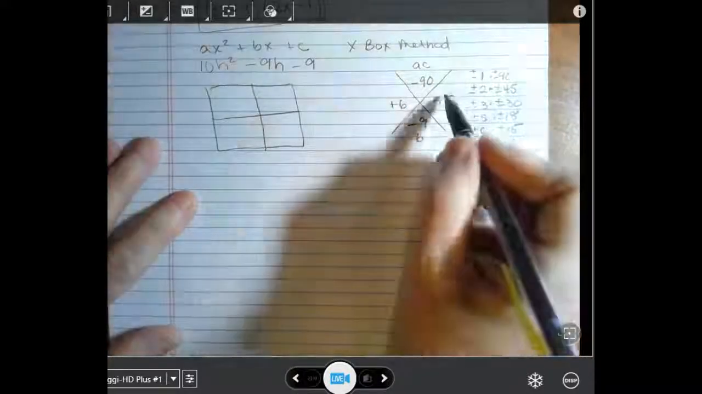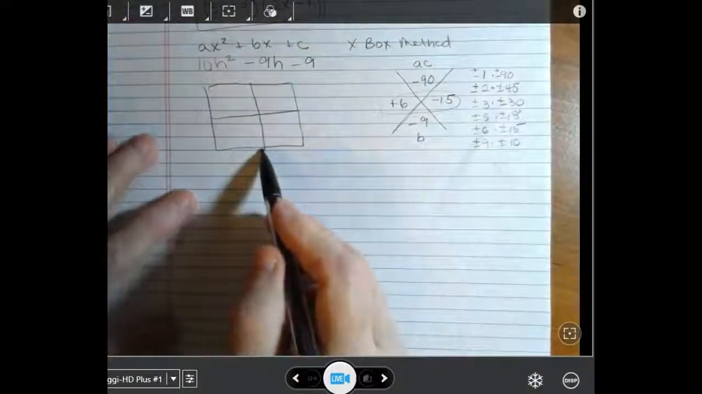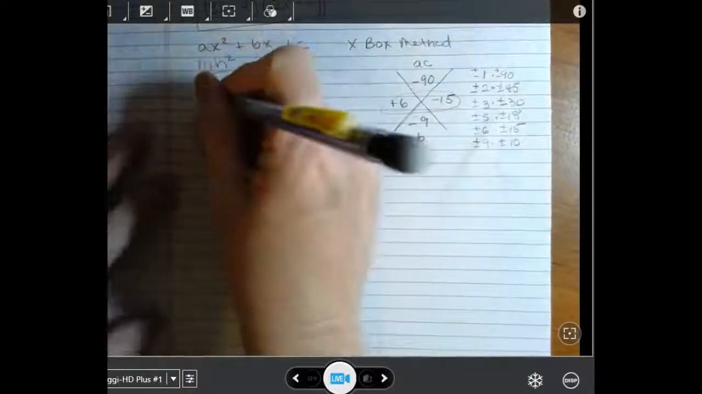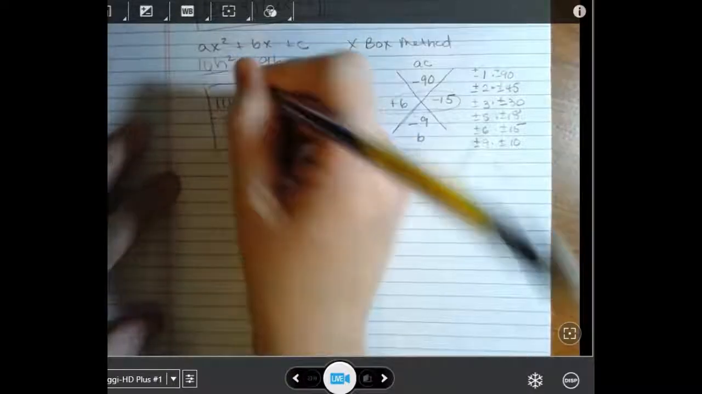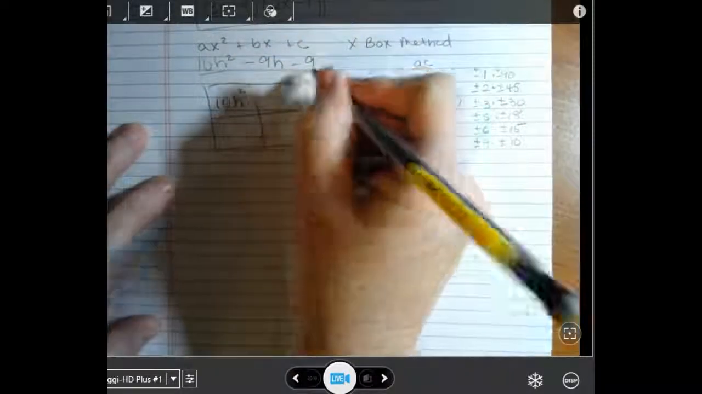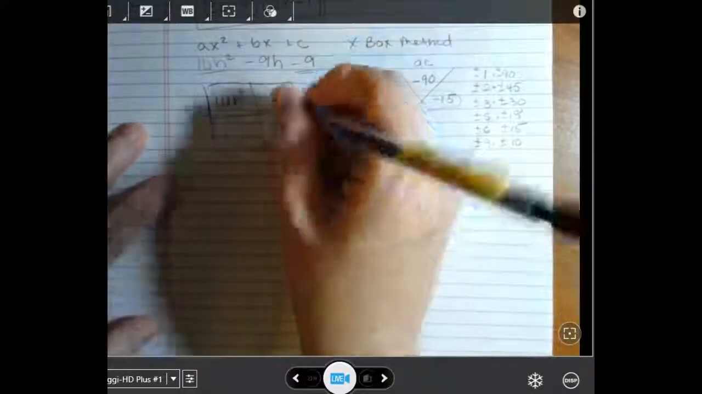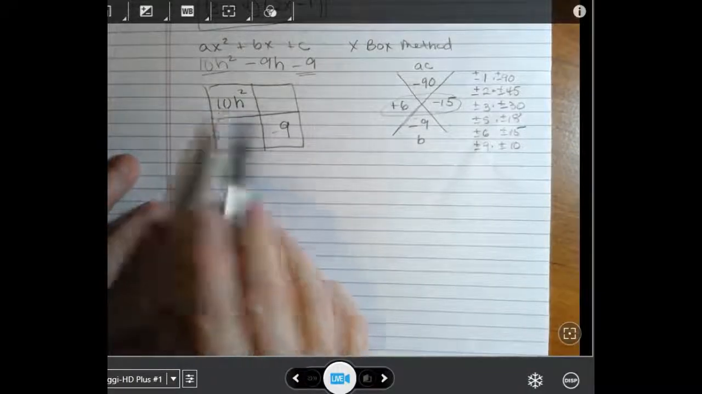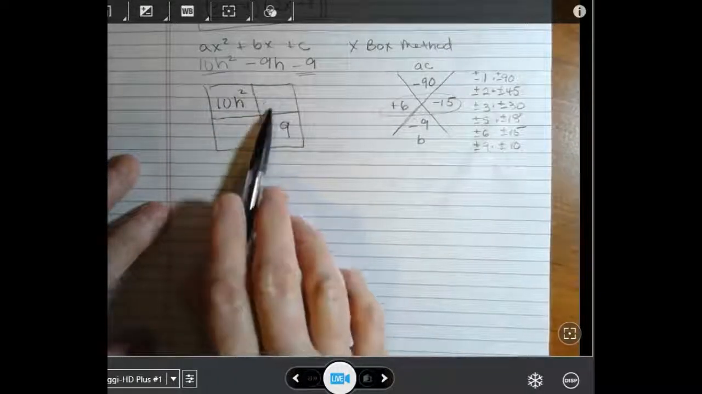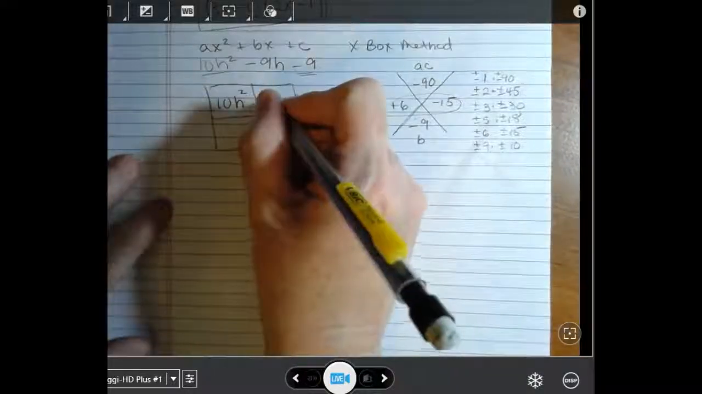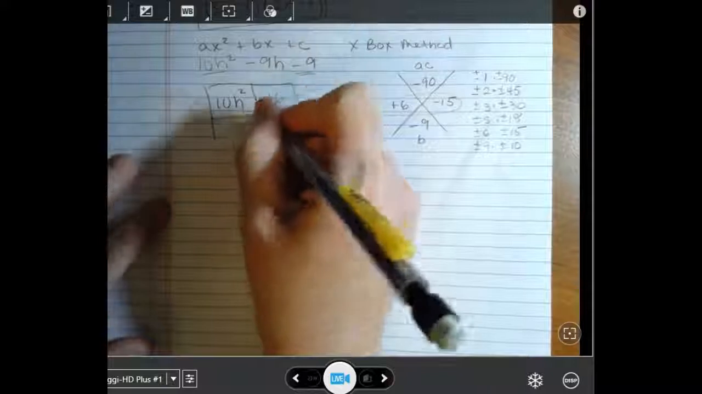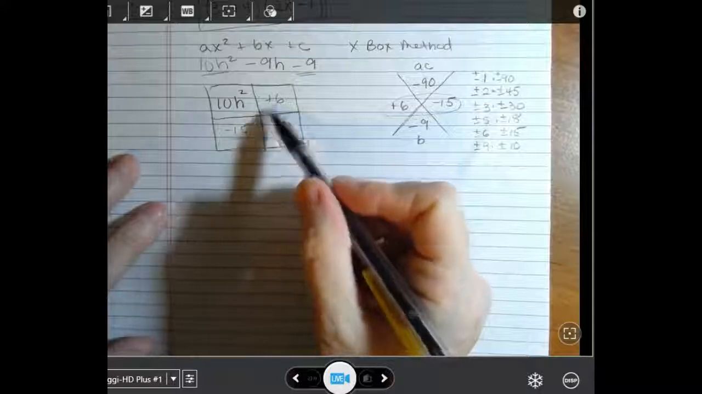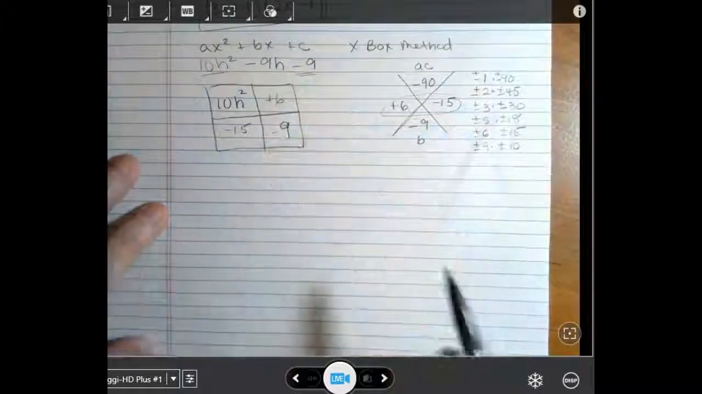Now, once we've done this, we're going to go to our box over here. In my box, I'm going to take 10h squared, that goes in the first box. And then my negative 9, my c, goes in the second box. So this is the ax squared term, and this is the c term. And then in these two boxes is where I'm going to put my 6 and my negative 15. Again, this doesn't matter. I could have switched these. This could have been negative 15, this could have been a positive 6. So the placement of these doesn't matter, but the placement of the first two does.